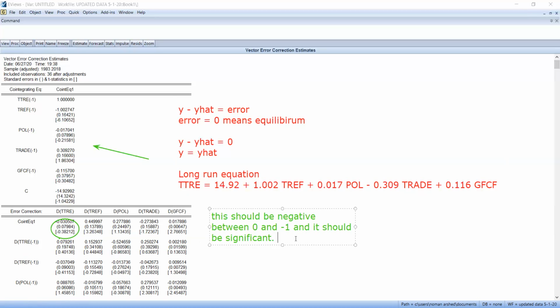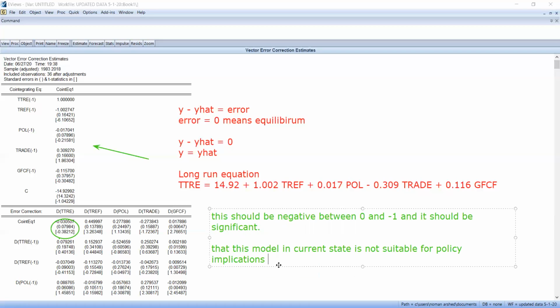So it means that this model in its current state is not suitable for policy implications. You cannot use the independent variables to change the dependent variable, because the dependent variable will not respond appropriately. So what you have to do is find more appropriate variables to improve this model.